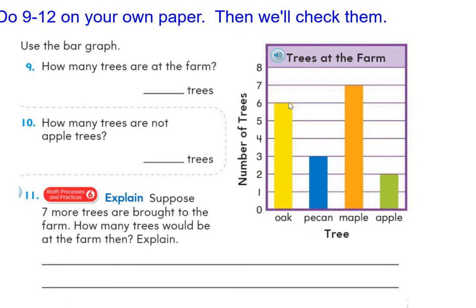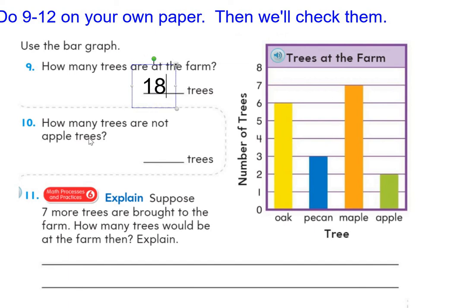So that would be 6 plus 7. That's a doubles plus 1. 6 plus 6 is 12. Add 1 more. That's 13. Plus 3 would be 16. Plus 2 would be 18. Okay. So they were counting 18 trees at the farm.